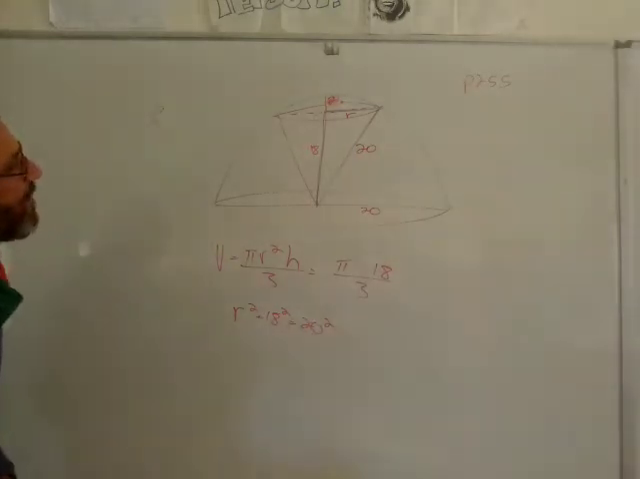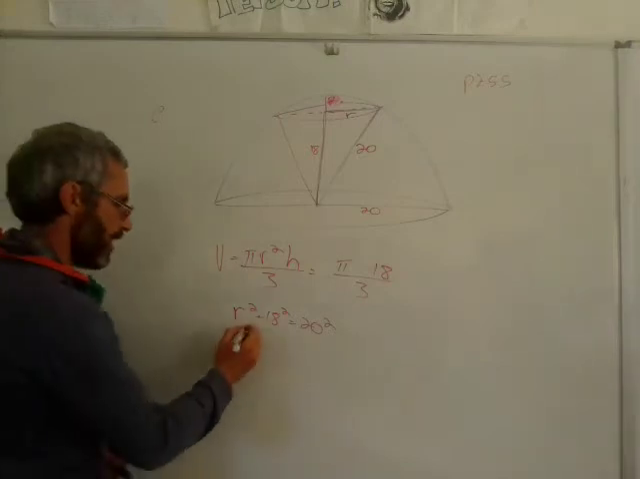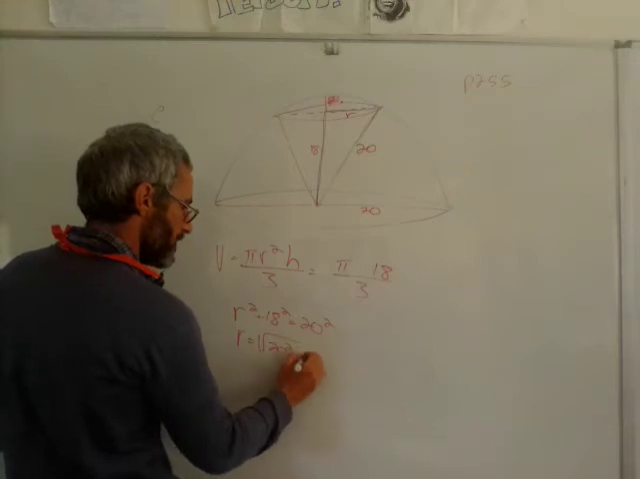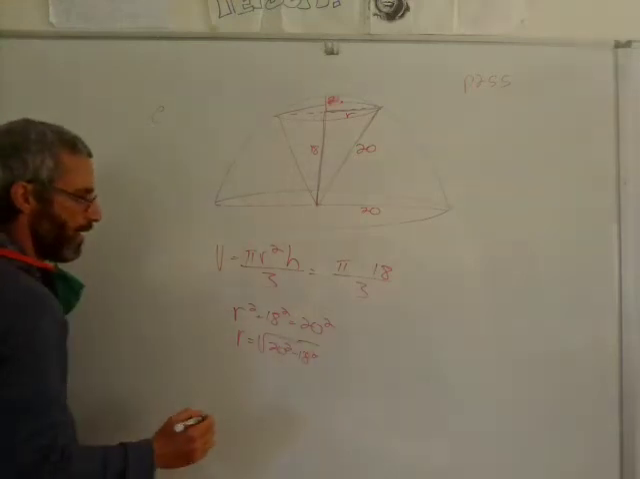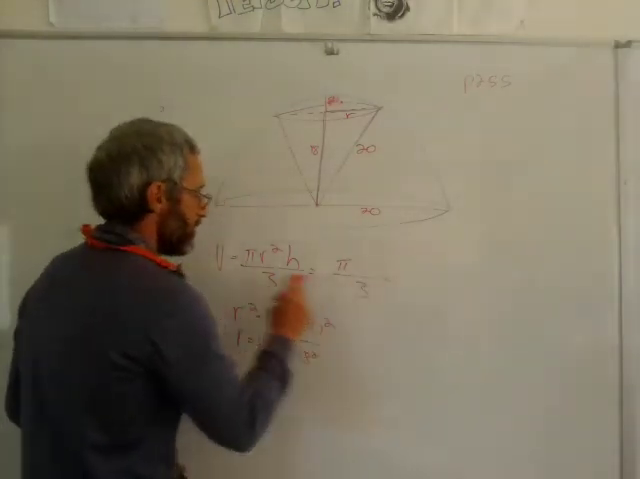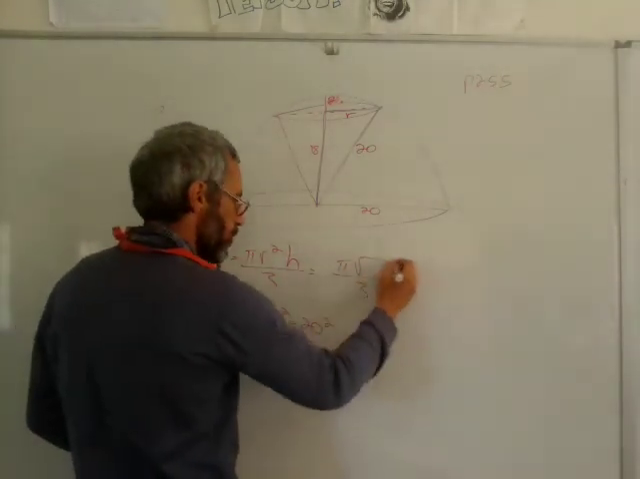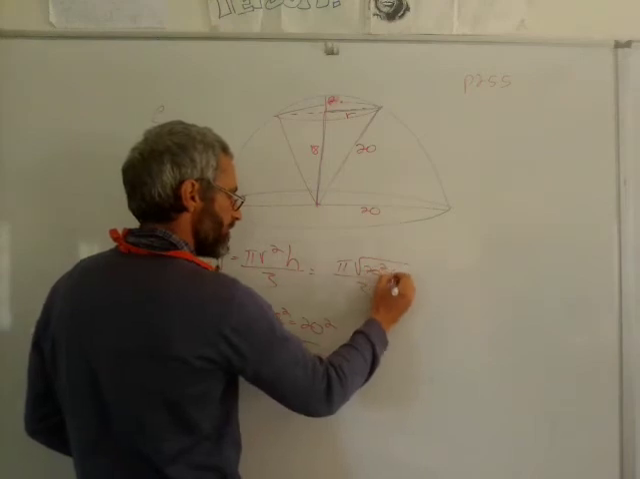Can I do a little trick here? Let's think about it. No, I don't think so. I just need a calculator. R equals square root of 20 squared minus 18 squared. And to be honest, I'm squaring that r, so I'll write it down. I'm going to do square root of 20 squared minus 18 squared.